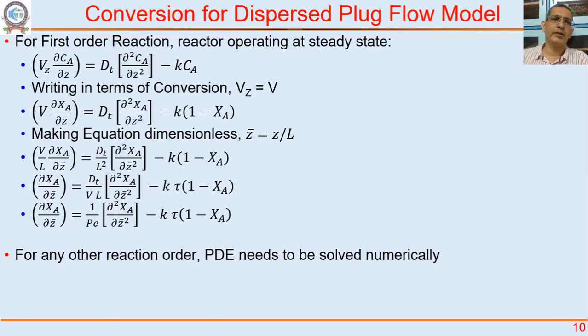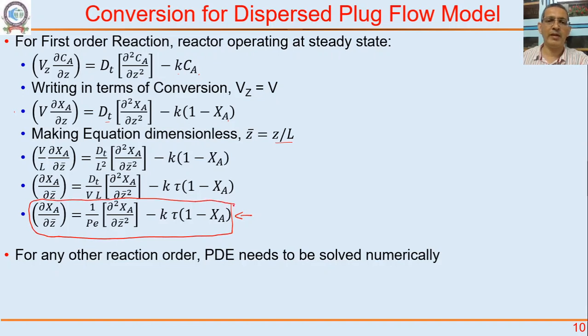Let's go to the further dispersed plug flow model. What we'll have is Vz del CA by del z equals D_t del square CA by del z square minus k CA. If we write in terms of conversion, V del XA by del z equals turbulent diffusivity, turbulent dispersion, del square XA by del z square plus k (1 minus XA). If I make it dimensionless using z bar as z by L, we can simplify. This is the expression that we will get.